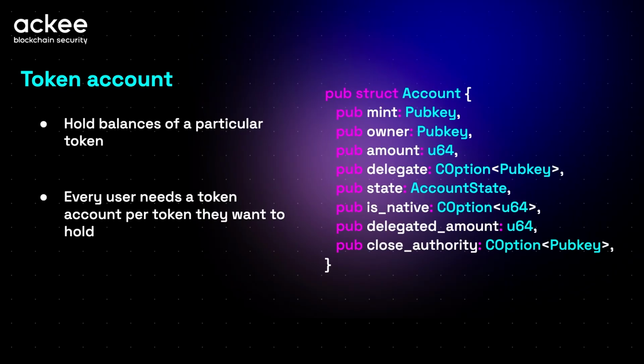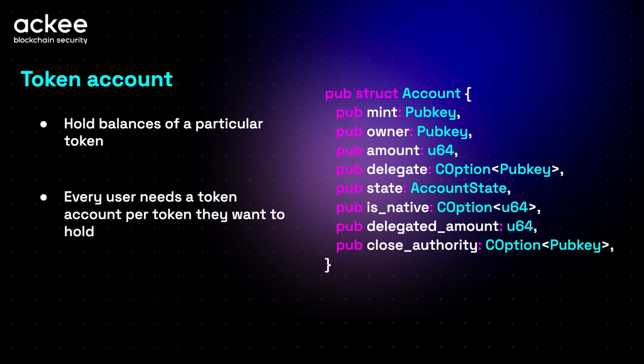Here you can see what data each token account contains. The account has to be tied to some mint as well as a user. Then there is a number of tokens that the account holds. Token accounts can also have a delegate, which has a delegated number of tokens that they can spend on behalf of the owner of the token account.